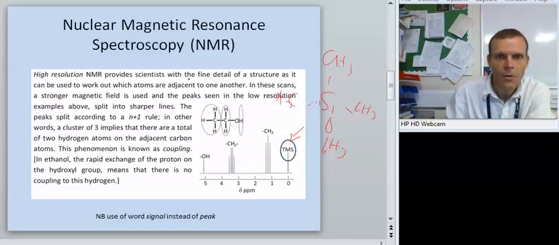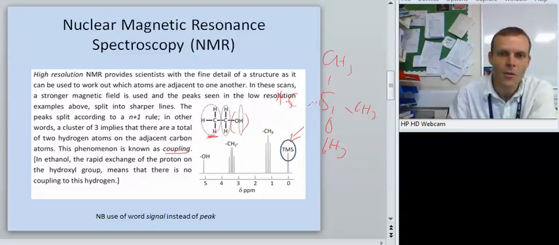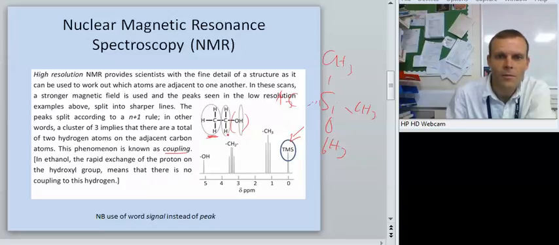Now, what we need to be moving on to is this idea of coupling, where hydrogens on one atom are affected by the hydrogens on an adjacent atom. So if we take this one here, because we can see in the example here something a little bit funny happens with the OH, but if we take this CH3 group here, this is one of our environments, it is next to two other protons, right? It's next to a carbon that's attached to two other protons.